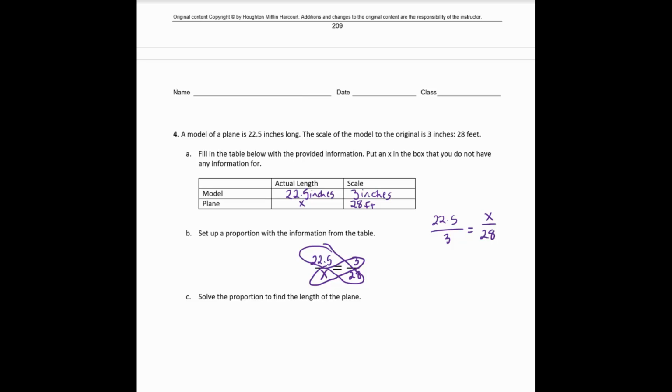So that's to do part C, which says to solve the proportion. Oh, 28 times 22.5. This sounds like a terrible thing to have to add. Not add, multiply. It'd be fine to add. I'm actually typing it into a calculator. That's 630. And so then I would divide both sides by 3 and get x equals 210. And since this is talking about plane length, and our length for our plane was in feet, x equals 210 feet. So hopefully no errors along the way here.